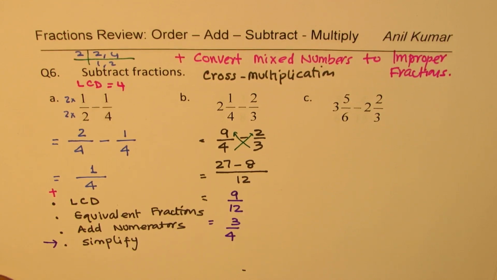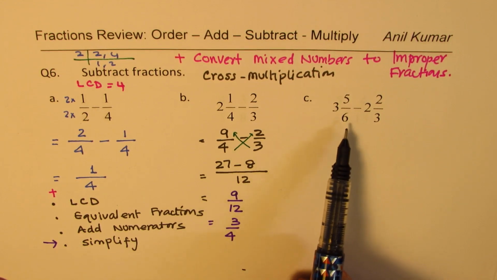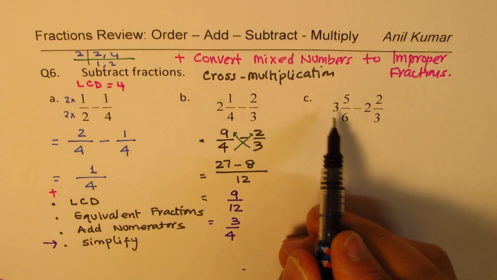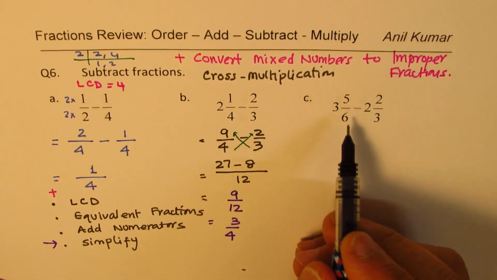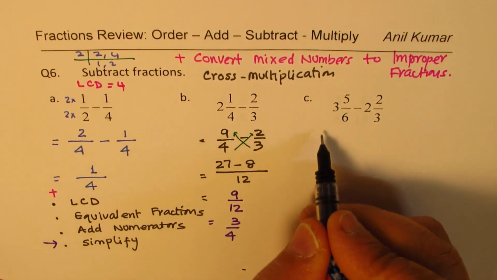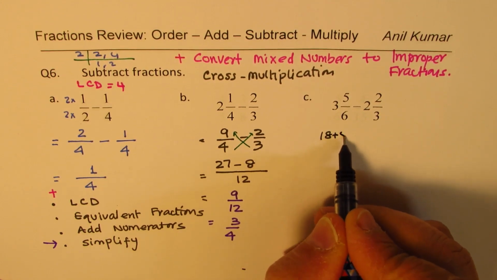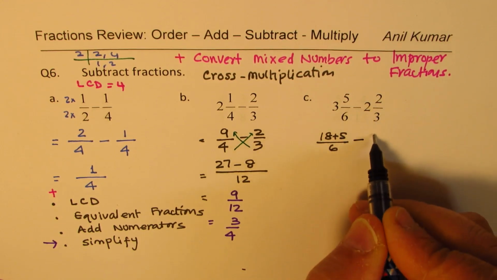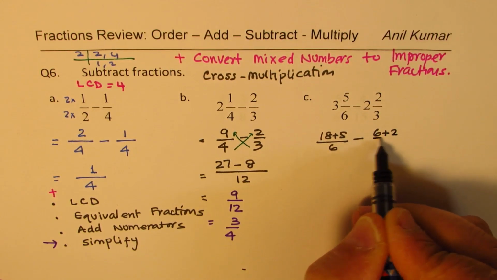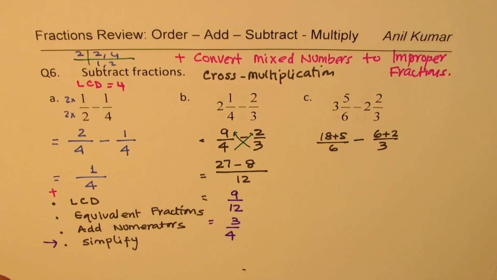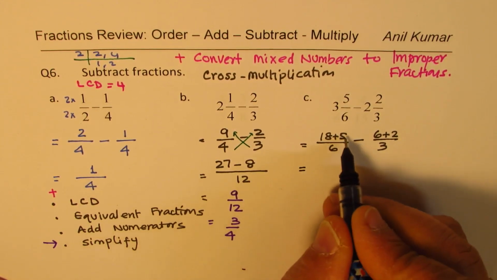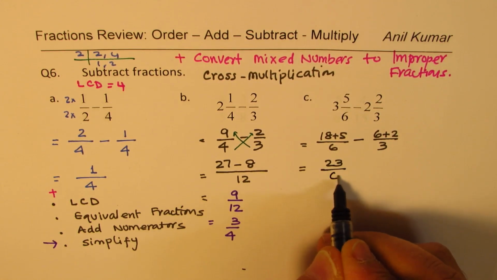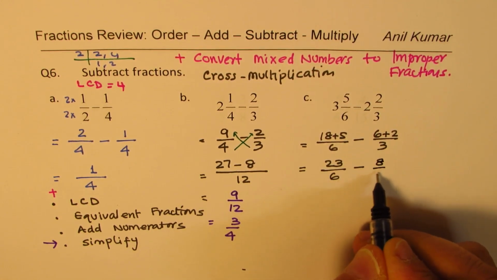Now let's take the next one. I'd like you to pause the video, answer this yourself, and then look into my suggestions, correct? So first step again is to make improper fractions. 3 times 6 is 18. So we'll write 18 plus 5 in the numerator with 6 as the denominator. 2 times 3 is 6. 6 plus 2 is 8. I'll write 6 plus 2 at this stage since these are bigger numbers, right? Okay. So 8 plus 5 is 13, and then 1 carry. So we get 23 over 6. And here we get 8 over 3.